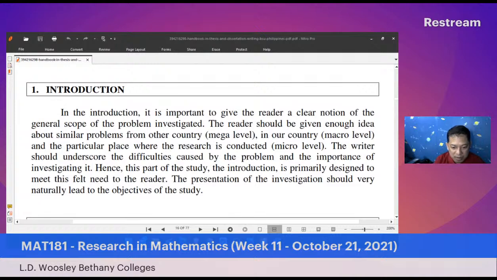So in the introduction, okay, we have here, acknowledging Ma'am Gina. Salamat po Ma'am Gina sa inyong pagpunta sa ating online course about research in mathematics.